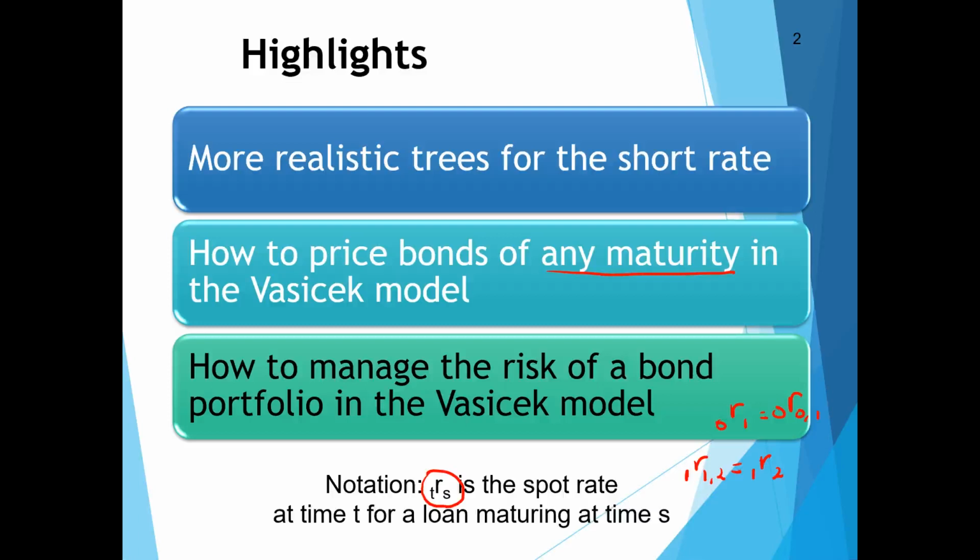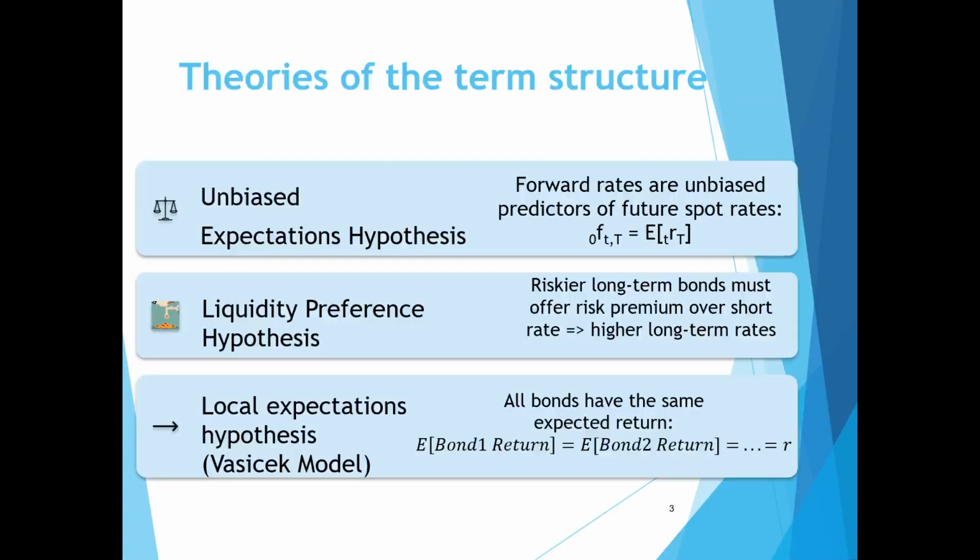Now, the fact that we put this 1 in here means that this rate is observed in year 1. So this is a characteristic of the trees, where you are trying to see what the different possibilities are in the future. That's why this rate here is a rate that is going to be observed in period 1. So first, let's see what the theories of the term structure are.